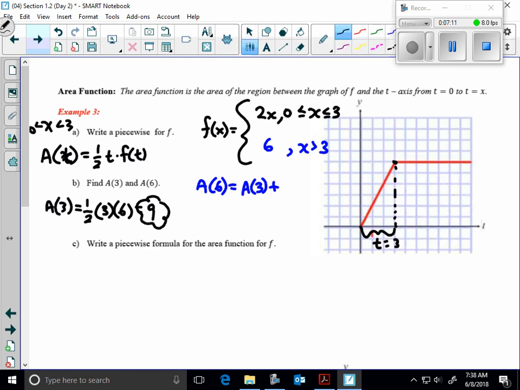That triangle is 9. Okay. Now we're going to go out to some value out this way, and we get this rectangle. And it's pretty easy to find the area of a rectangle, but I want to do it in general terms first. So how would I find the area of that rectangle? Well, I'd have to take this number, which is 6, and find the distance between 6 and 3, and then multiply it by the height.